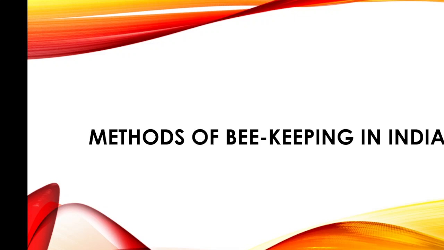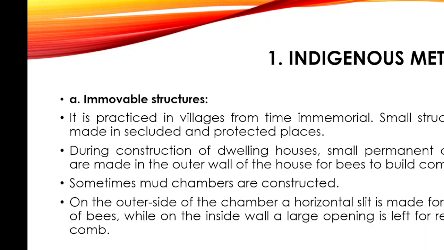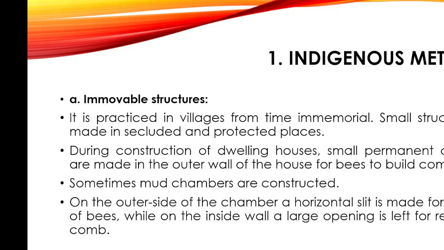So in the case of these traditional methods, we have first indigenous methods where we are using immovable structures. Immovable means structures which cannot be moved from one place to another. Here you can see this type of structures which are used in houses by people in villages, known as indigenous immovable hives. So here you will get an idea of how people use honey bee rearing as a method of income generation, and this kind of method can be observed in many parts of our country.